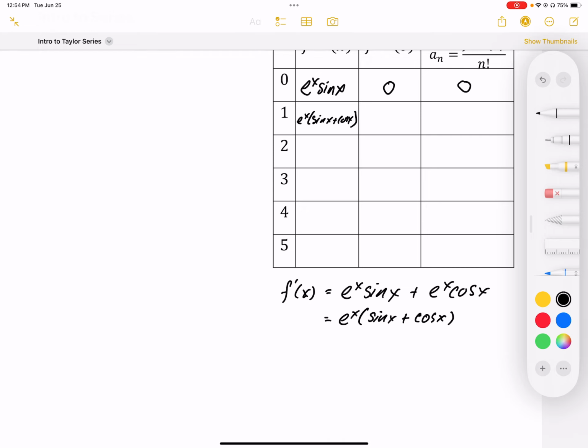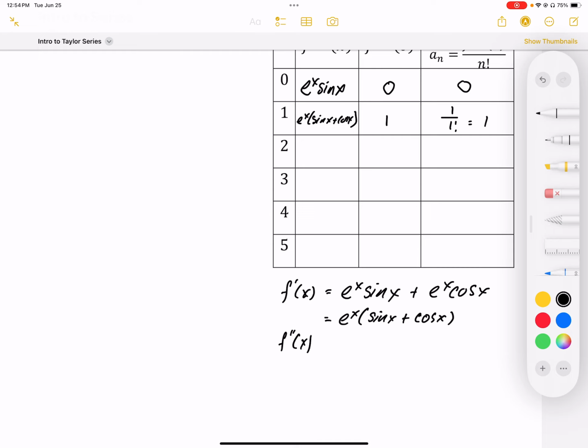Well, sine is 0, cosine is 1. e to the 0 is 1, so we're going to end up with 1. So this ends up being 1 over 1 factorial, which is just 1. So the next derivative, we're going to again need to apply the product rule.